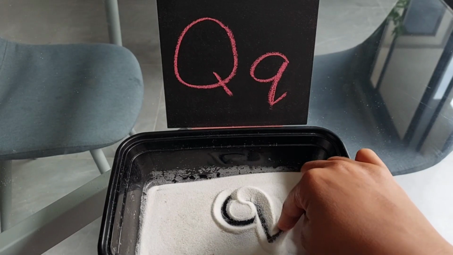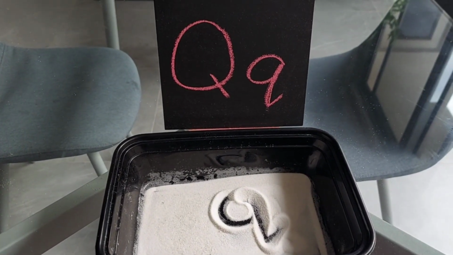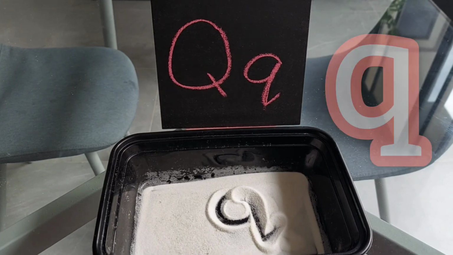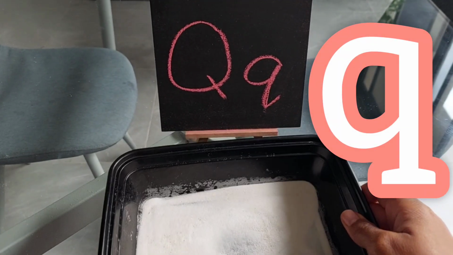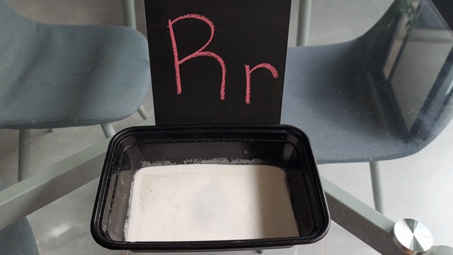And then we'll go down. And then once we reach the bottom, we'll do a little line up diagonally. And that's a lowercase q. Good job, guys. Now let's learn how to write the letter R.